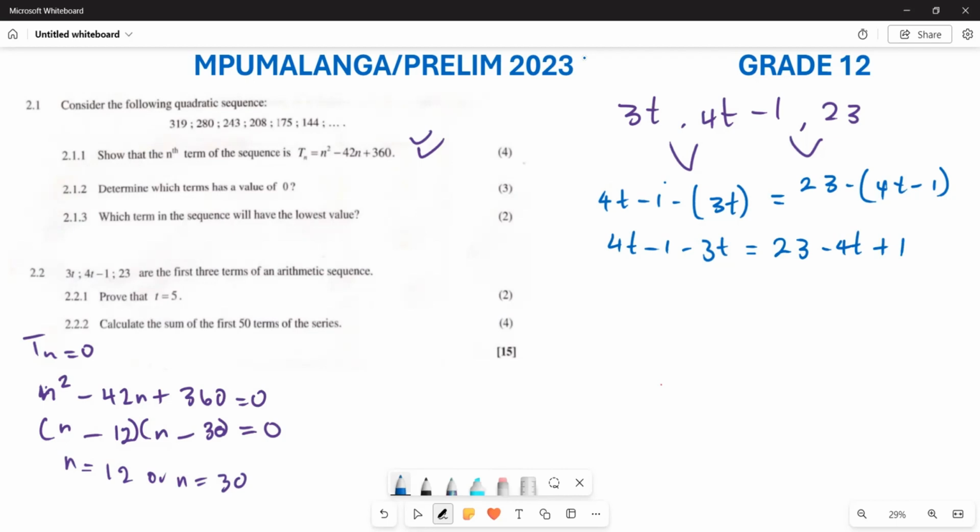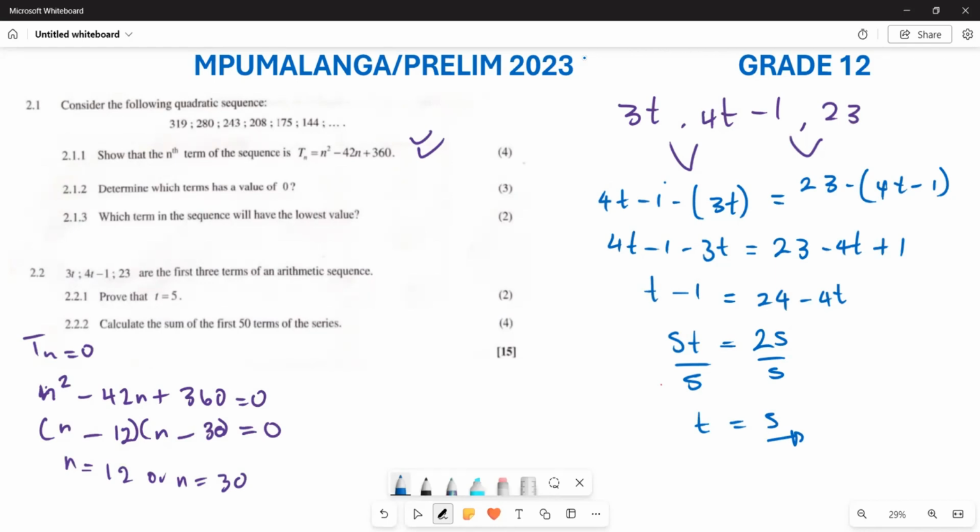And now from here, what else are we going to have? When you say 4t subtract 3t, this is t subtract 1, which is the same as 24 subtract 4t. When you take this t to this side, this is going to be 5t is equal to 25. So you divide by 5, and your value of t indeed is equal to 5, right? So basically, this is how you are going to solve this particular question.